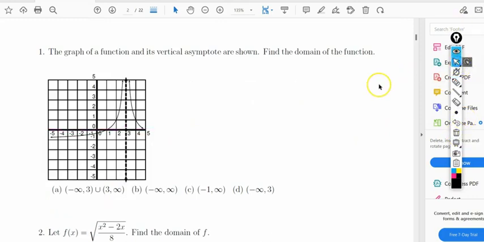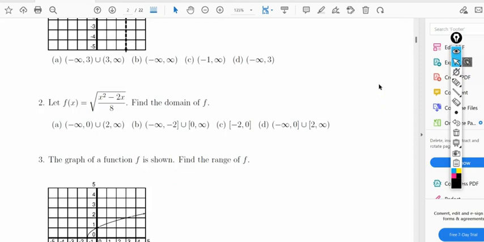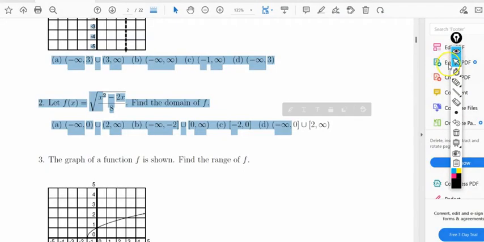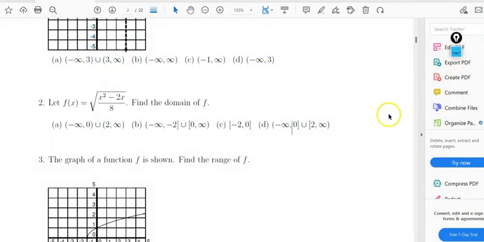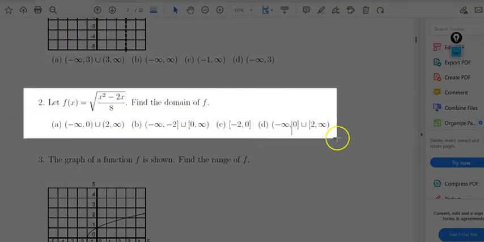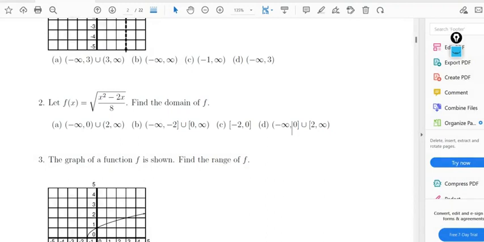Now going on to the next one. All right, if we have something like this, I'm going to copy this and put it somewhere else.